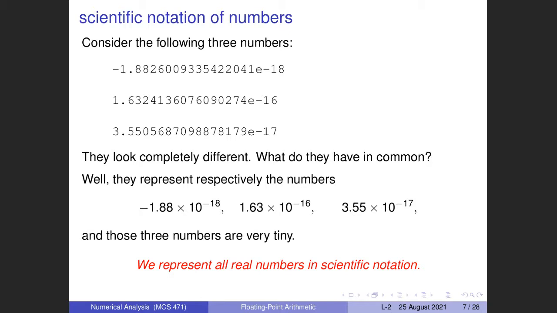And if you look at them a little bit more carefully, at what they actually mean, you see that they're all very, very tiny. So in numerical analysis in this course, every real number is represented in scientific notation. We read the numbers from right to left. The other issue is that here we're giving the numbers in their full glory, in their full precision.